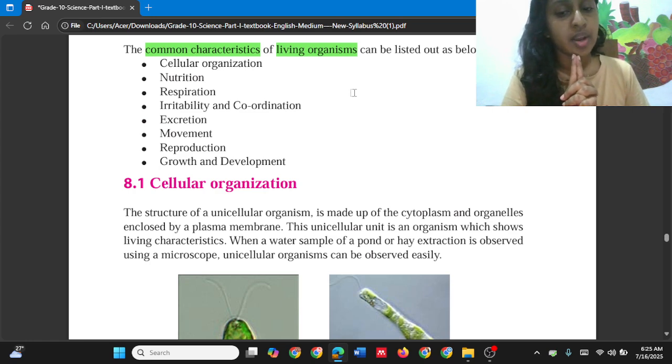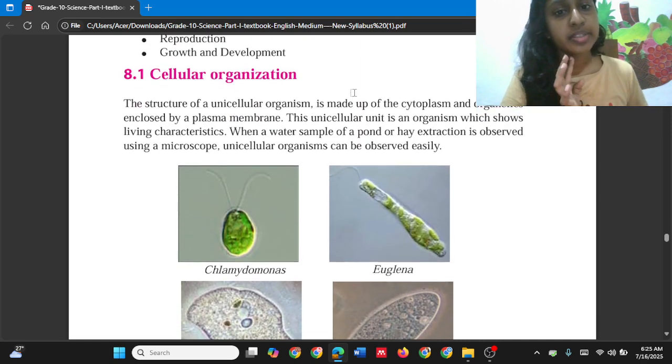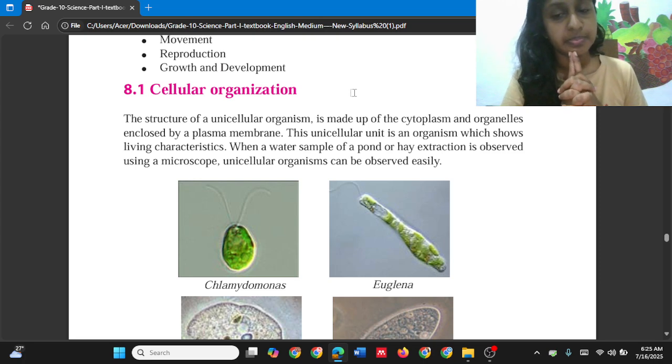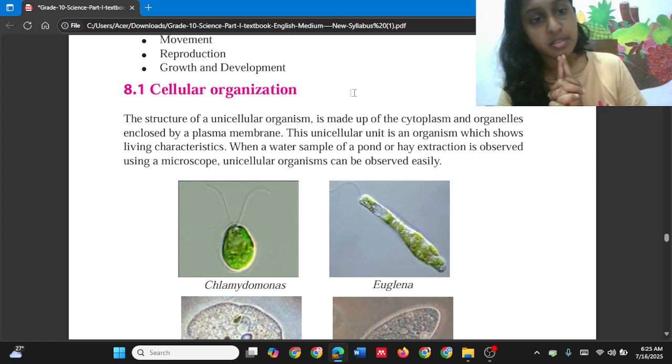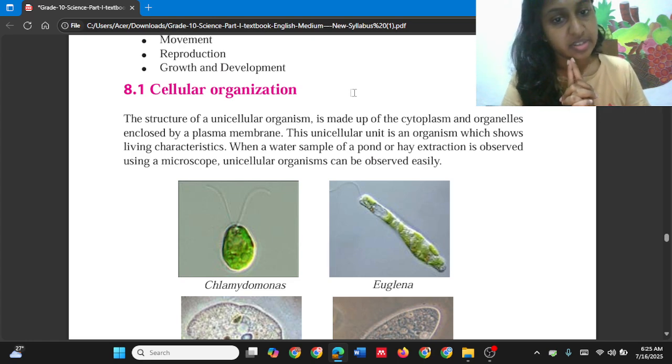Okay, let's go to the first one directly. Cellular organization. The structure of a unicellular organism is made up of the cytoplasm and organelles enclosed by a plasma membrane. The things you learned in lesson number 6, no? This unicellular unit is an organism which shows living characteristics. When a water sample of a pond or hair extraction is observed using a microscope, unicellular organisms can be observed easily.